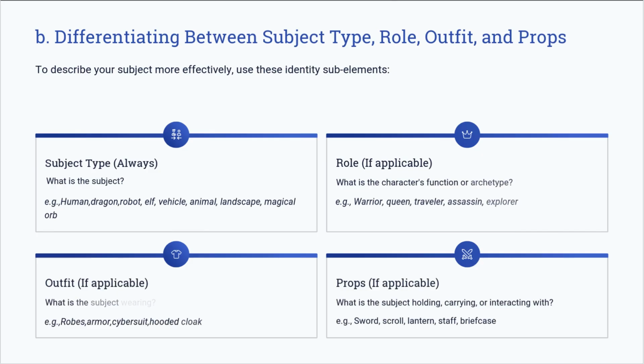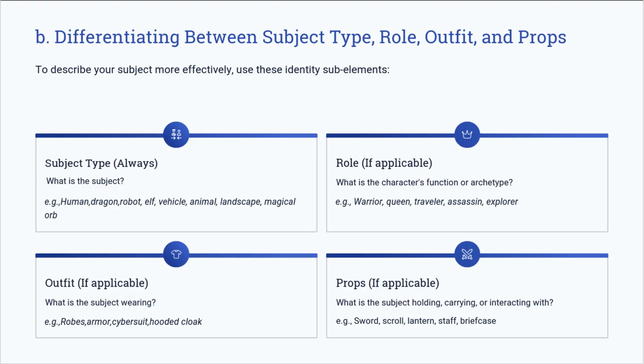Now let's break down how to describe your subject more clearly using a few key sub-elements. First up, we've got subject type. This one is always required. What is the main focus of your image? Is it a human, a dragon, a robot, an elf, maybe even a magical orb or a flying vehicle? That's your subject type. It sets the base of your visual. Next, we have role. Use this if it fits your subject. What kind of character is it? Are they a warrior, a queen, a traveler, maybe an assassin or an explorer? This helps the AI give your subject personality and purpose.